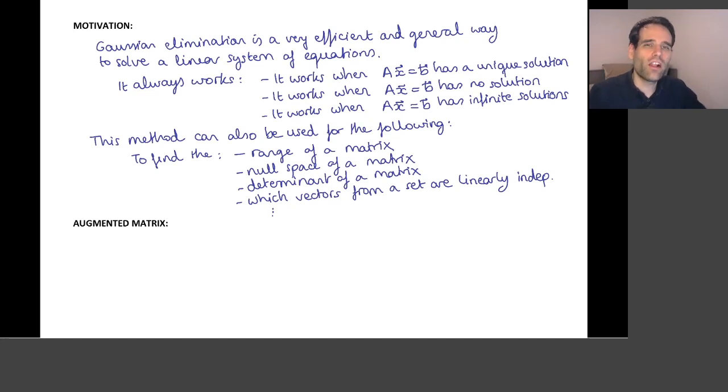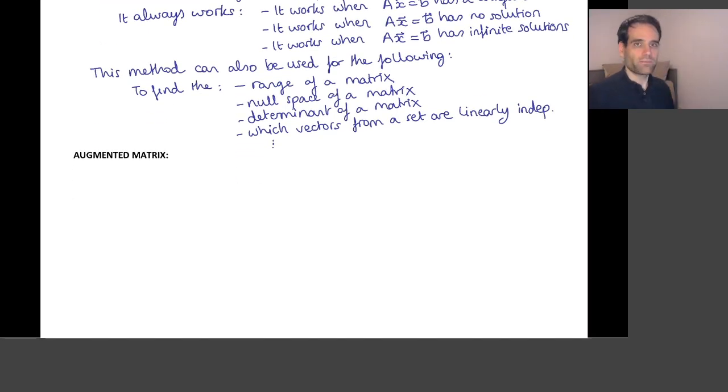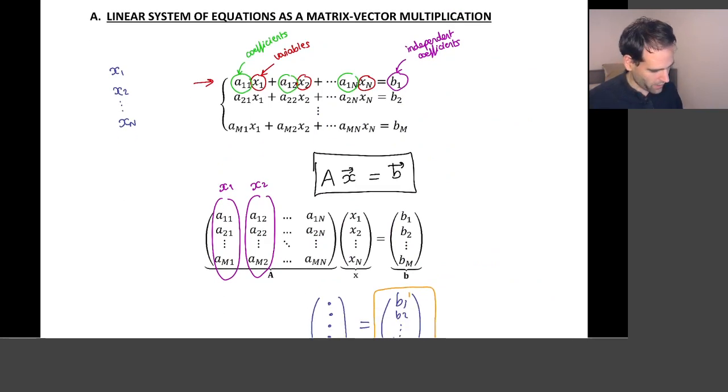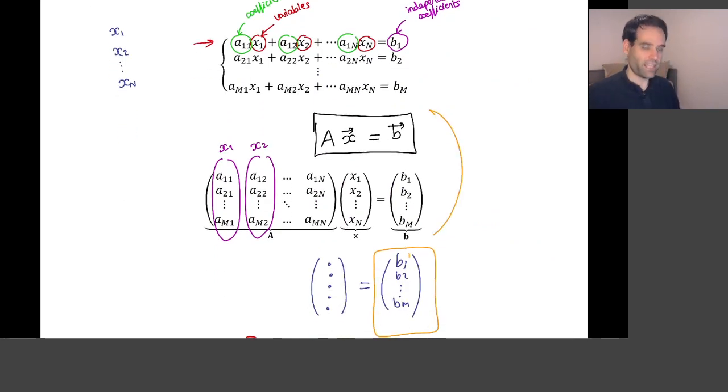So Gaussian elimination always makes use of a notation called the augmented matrix. Okay, so let's see what that means. So far you know that any linear system of equations, such as this one here, can be written as a matrix times a vector equals another vector, like we did here. Yes? And you understand how this works.